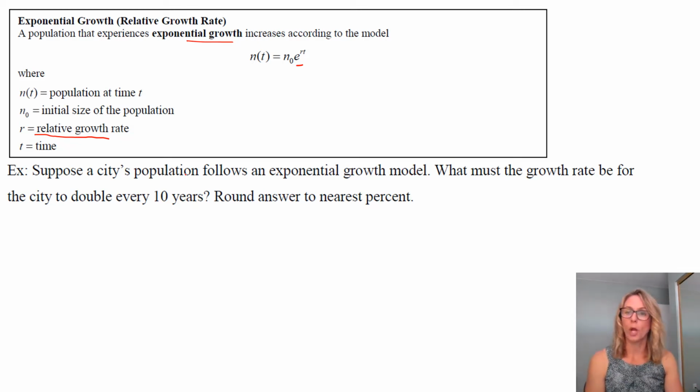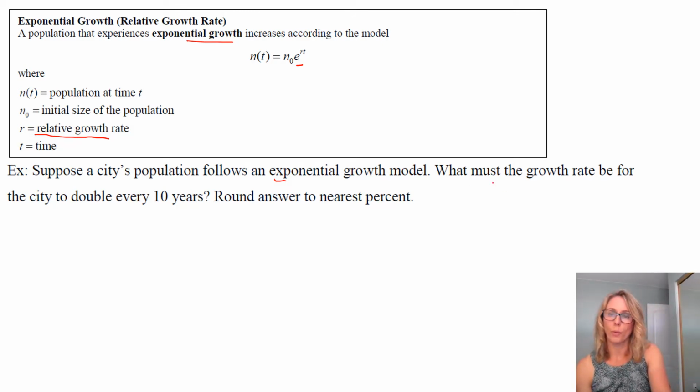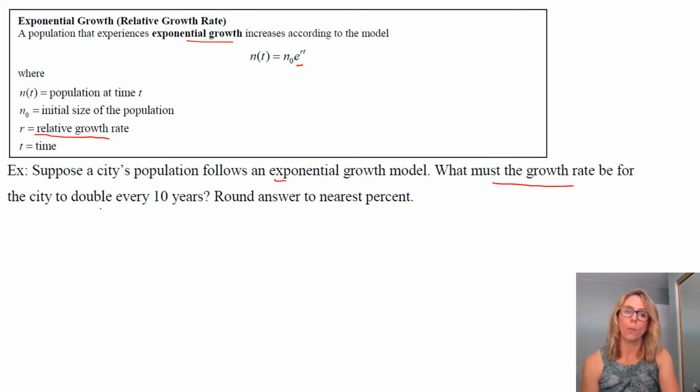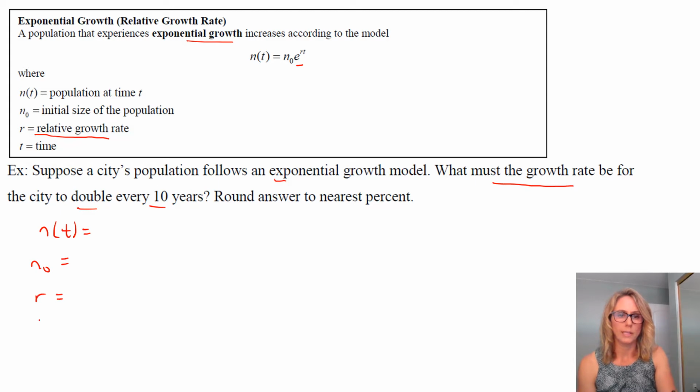And here we go. So suppose we have a city and it has a population that follows an exponential growth model. What must the growth rate be for the city to double every 10 years? Round your answer to the nearest percent. So we want to think about these 4 pieces: N, R, T. So think about anything we have or anything that we're trying to find. If you want to pause, you can fill those in, whatever you're thinking, and then come back.